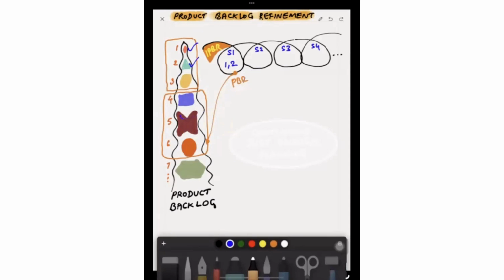For example, this time they have selected 3 items, 3, 4, 5. So 3, 4, 5 will become part of the sprint 2 backlog. Again, while doing the sprint 2, they take a small amount of time to do the backlog refinement for the future items. So similarly, sprint 3 PBR, sprint 4 PBR, like that. So in simple terms, the PBR can be considered as continuous just enough planning.